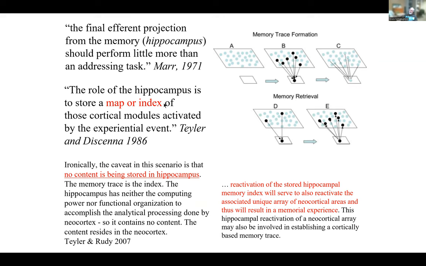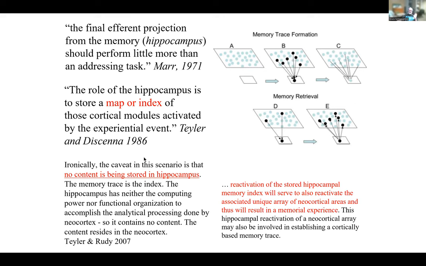His ideas were reactivated in a paper by Tyler and DeSena in 1986, and an update on that theory in 2007. And it basically says that if this is the cortex and this is the hippocampus, every pattern of activity in the cortex creates a pattern in the hippocampus, which is bidirectional, so that the hippocampus projects back to the cortex.